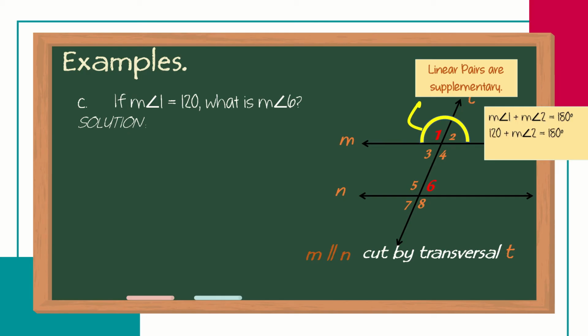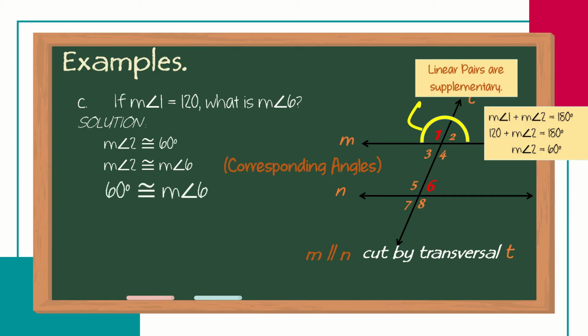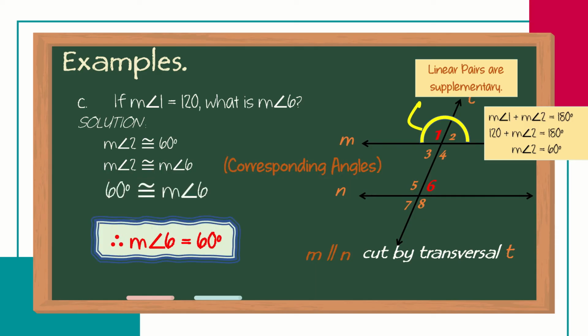We can use angle 2 to find the measure of angle 6. But first, let us identify the measure of angle 2. To get the measure of angle 2, we have to subtract 180 minus 120. So the measure of angle 2 is equal to 60 degrees. Now that we know the measure of angle 2, we use angle 2 since angle 2 and angle 6 are corresponding angles and corresponding angles are congruent. We can say that since the measure of angle 2 is equal to 60 degrees, therefore the measure of angle 6 is also equal to 60 degrees.